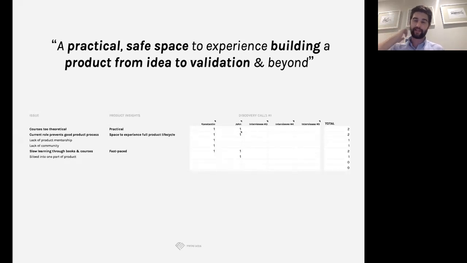People are unable to practice product properly in their current role. So we crafted a product vision statement using the Product MBA product vision template to focus on flipping these problems into opportunity. Courses being too theoretical? Be super practical. Current role prevents good product process? Opportunity: a space to experience the full product lifecycle. Those are the things that we double down on.